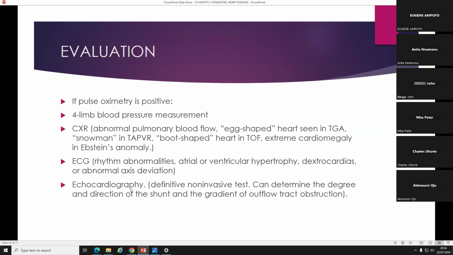ECG basically can show rhythm abnormalities, can show atrial or ventricular hypertrophy depending on the pathology, dextrocardia, abnormal axis deviation. Echo remains a definitive non-invasive screening test and diagnostic test. It can determine the degree and direction of the shunt and the gradient of outflow tract obstruction.